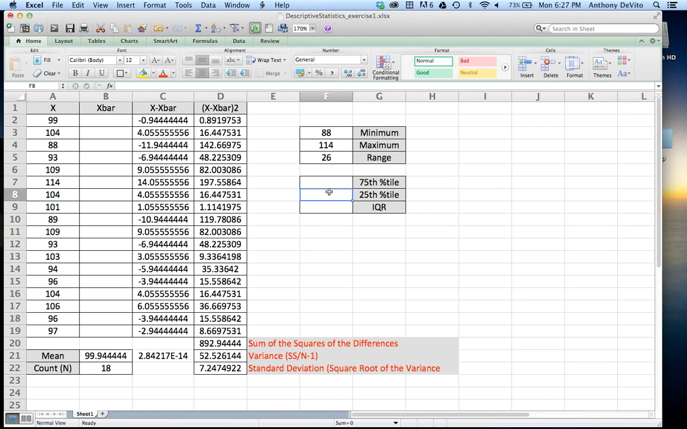Now, Excel has a way of calculating percentiles. 2 of the percentiles we're most interested in is the 25th percentile and the 75th percentile, because that's the middle 50% of all the people. Anybody outside of that is going to be above the top 25% or the bottom 25%, but the middle 25%, yes.